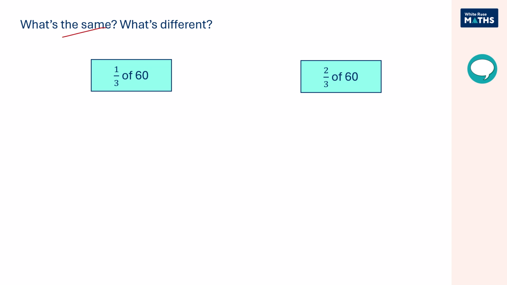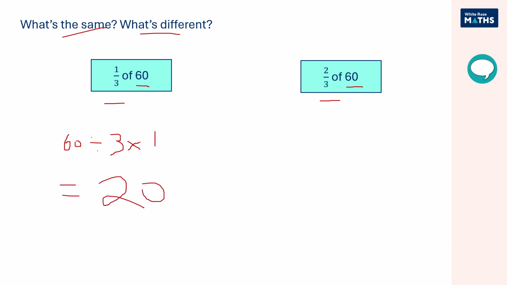Next part, what's the same, what's different? Well, the same is that I've got a 3 on the bottom of my fraction and I've got 60 there, so that's the same. What's different? Well, one's got a 2 on the top and one's got a 1. Here I do 60 divided by 3 and I just times it by 1. Remember, timesing by 1 doesn't actually change my answer. My answer remains unchanged, okay? So that's going to be 20 times 1, which is going to be 20.